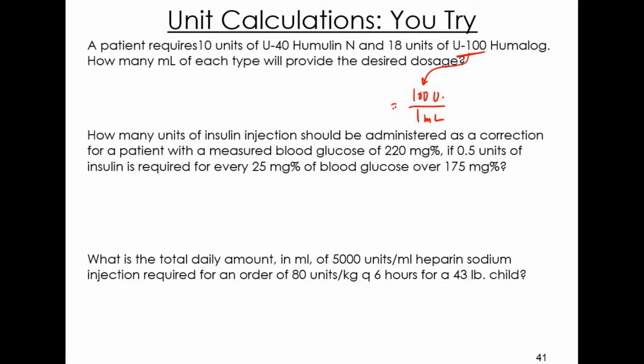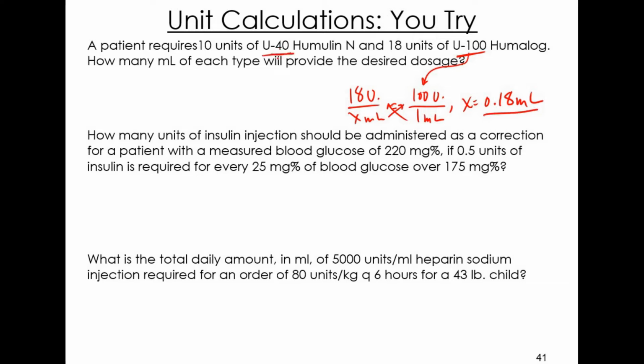And if we want to figure out how many milliliters are needed to provide 18 units, then we'd set up a proportion like that. And in this case, X is 0.18 milliliters. So that's half of it.